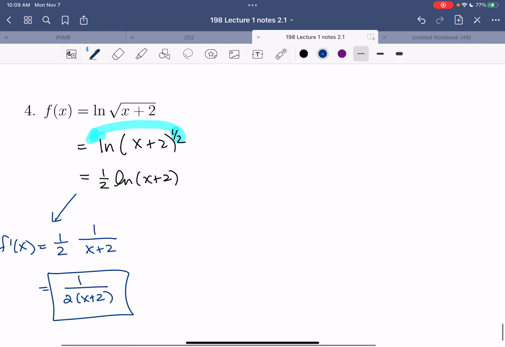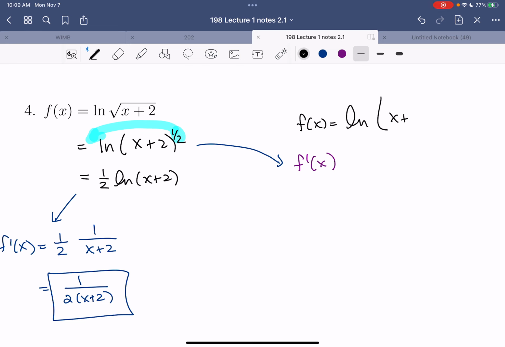If you had done it the long way, and that is to not recognize that the 1/2 can come down, from here, you would say, okay, I have 3 functions nested together here. So you're working with f of x equals the natural log of x plus 2 to the 1/2, right? And so really it looks like this. So you have an outside function, an inside function, and a middle function.